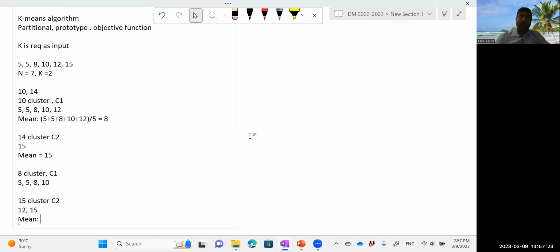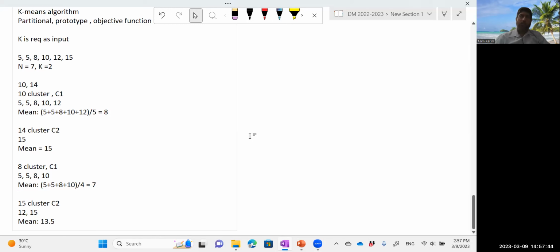ठीक है, अब फिर से आप मीन निकालेंगे. 12 और 15 का मीन क्या है? 13.5. इसका मीन निकाल लेते हैं. 5 + 5 + 8 + 10 divided by 4, तो ये 7 हो गया. तो ये repeat now.